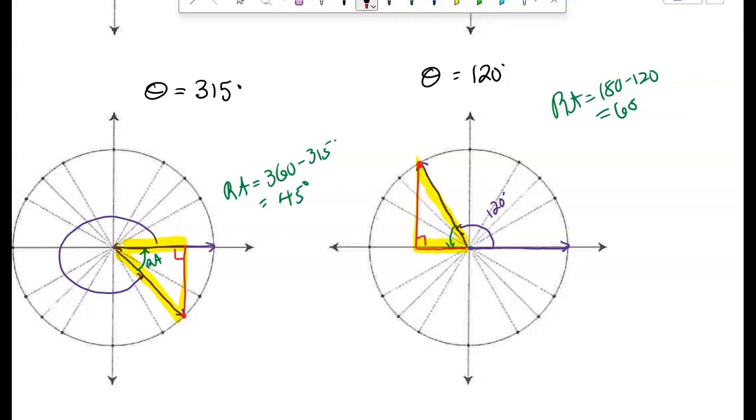Yeah, we literally made a 30, 60, 90 triangle. Kind of cool, isn't it? That's pretty sick. It is pretty sick because we're going to use it like crazy in a moment. Are you with me so far?